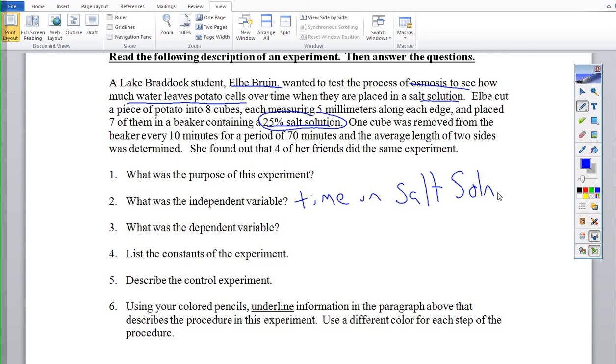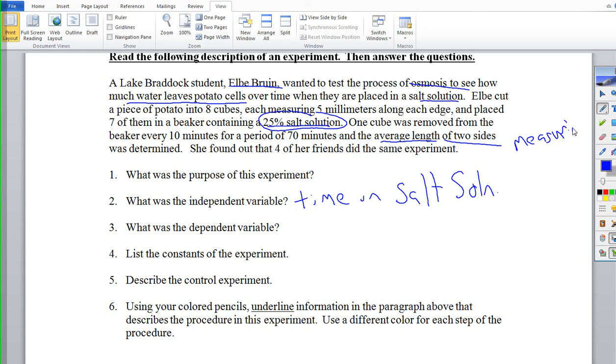Okay. What is the DV? What did she measure? The length of the potato. Right? At the end, she measured it. This is actually how you're measuring the DV. But actually, we'll accept that, but technically the DV is the water loss. So I'm going to write it twice.